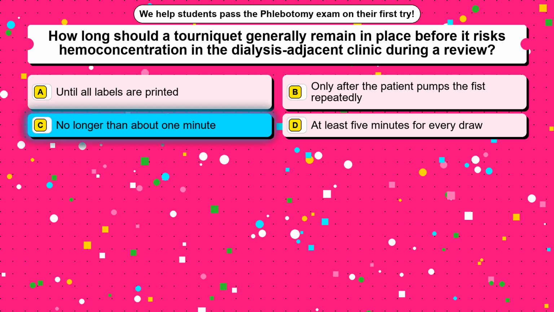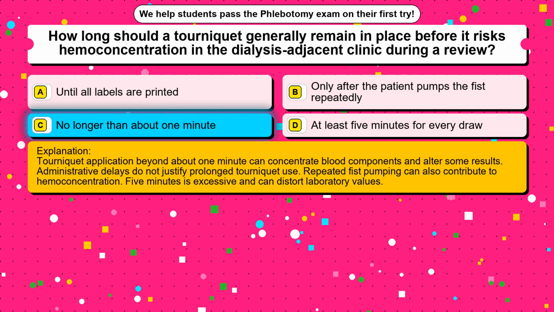The correct answer is option C. No longer than about 1 minute. Tourniquet application beyond about 1 minute can concentrate blood components and alter some results. Administrative delays do not justify prolonged tourniquet use. Repeated fist pumping can also contribute to hemoconcentration. 5 minutes is excessive and can distort laboratory values.